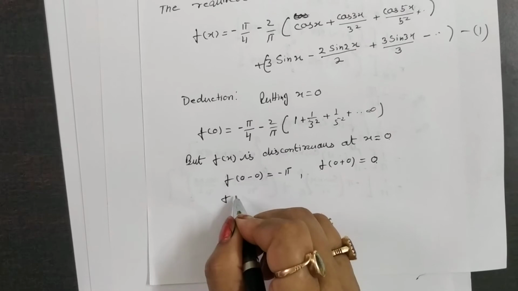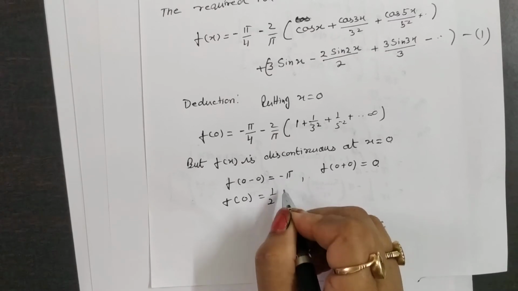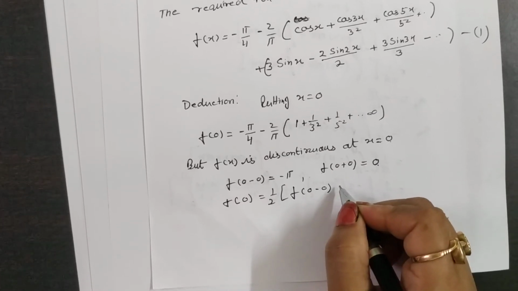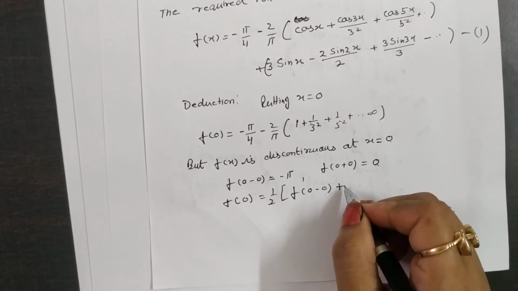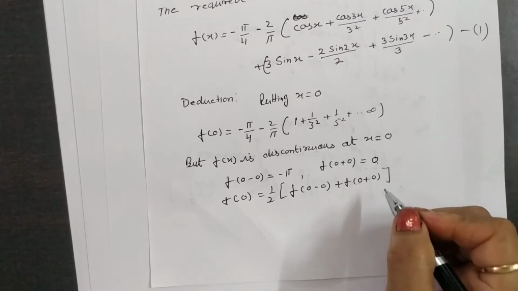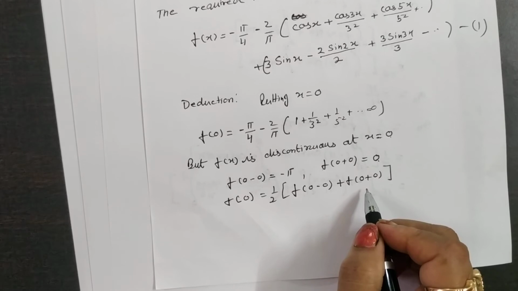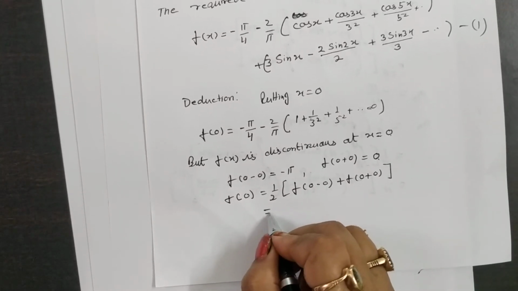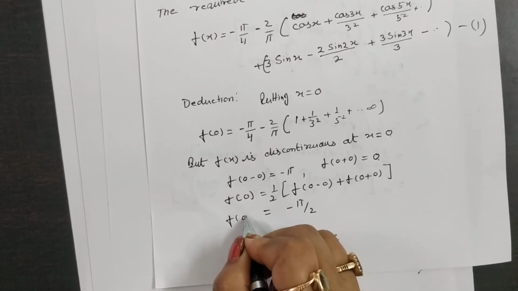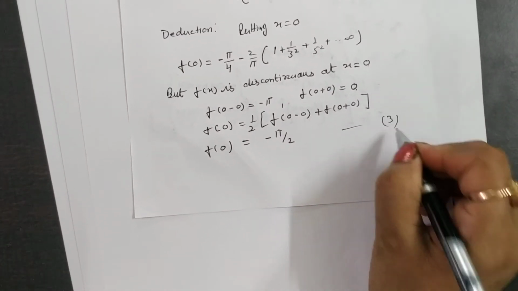So for the discontinuity, f of 0 is equal to 1 by 2 of f of 0 minus 0, the left hand limit, plus f of 0 plus 0, the right hand limit. Substituting all the values, this is 1 by 2 of minus pi plus 0, so you get the value minus pi by 2. This is f of 0. Let us suppose that this equation is 3.